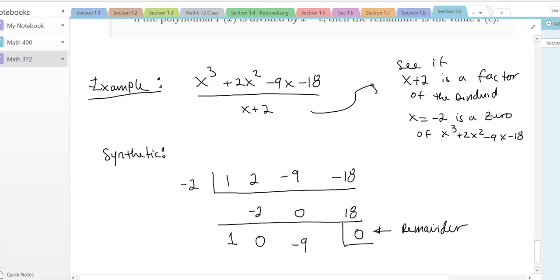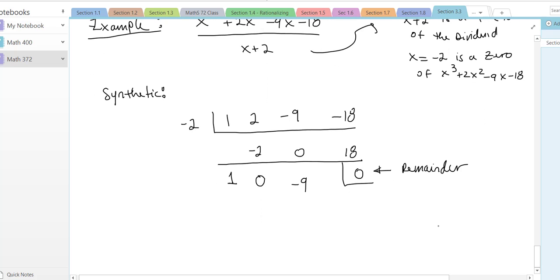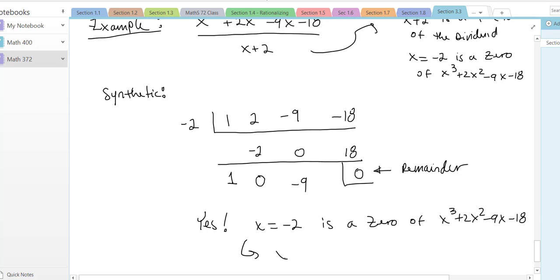So what does this mean? We get a remainder of 0. So that means that yes, -2 is a 0. So we can say yes, x equals -2 is a 0 of the dividend, the polynomial, x cubed plus 2x squared minus 9x minus 18, which also means then by the factor theorem that the term x plus 2 is a factor of p of x. I'm going to call this p of x.